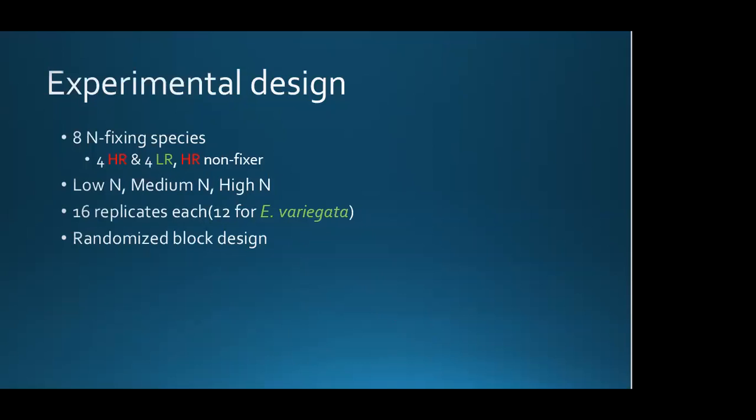4 high-risk and 4 low-risk species were selected for experimentation, and 1 high-risk non-fixer. Species within the evaluate category were not studied to avoid confusion. 3 levels of nitrogen addition were given for each species, beginning with 16 replicates per nitrogen treatment per species, only 12 for Erythrina variegata though, in a randomized block design.